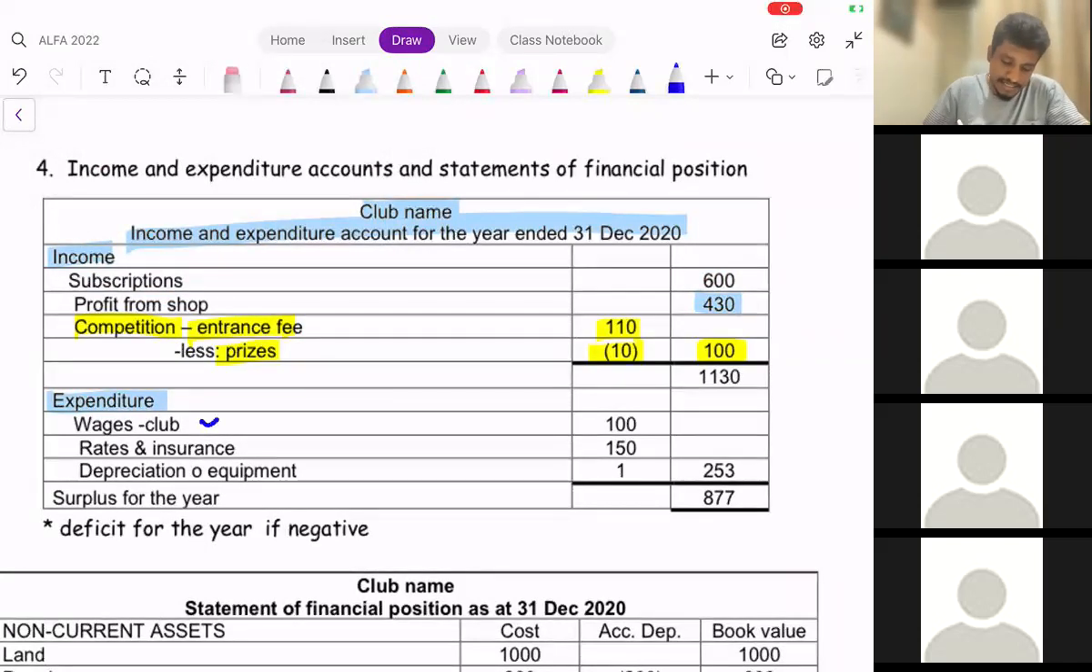Okay, then wages, all these expenses for the club.